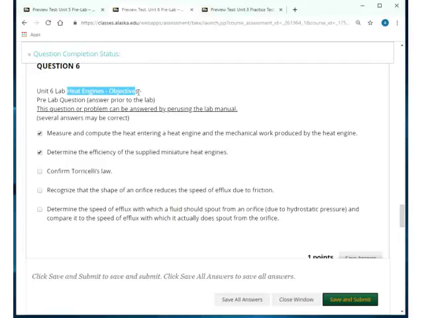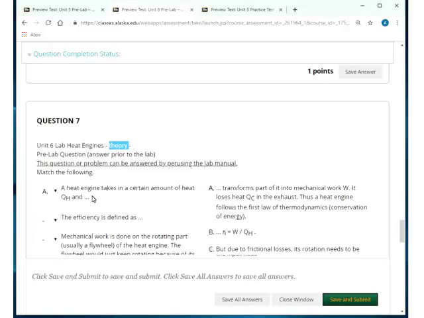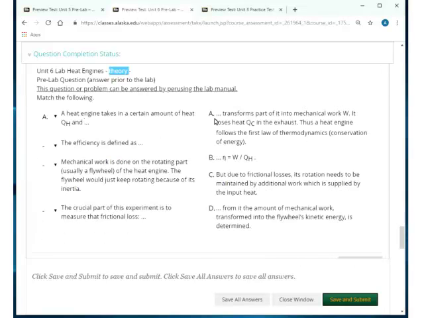For the heat engine, the objectives are these 2 here. Measure and compute the heat, determine the efficiency of the supplied and engineered heat engines. In the theory part, we'll see a heat engine takes in a certain amount of heat, QH, and transforms part of it into mechanical work. It also loses heat in the exhaust.